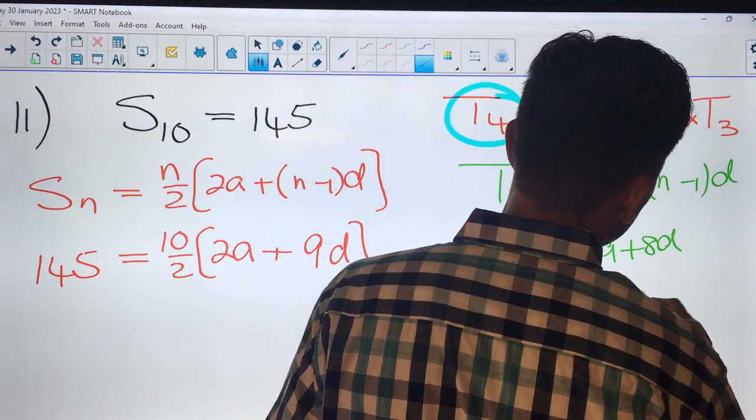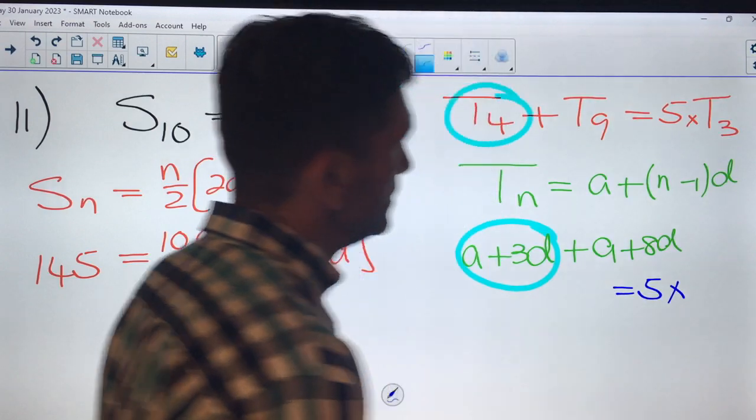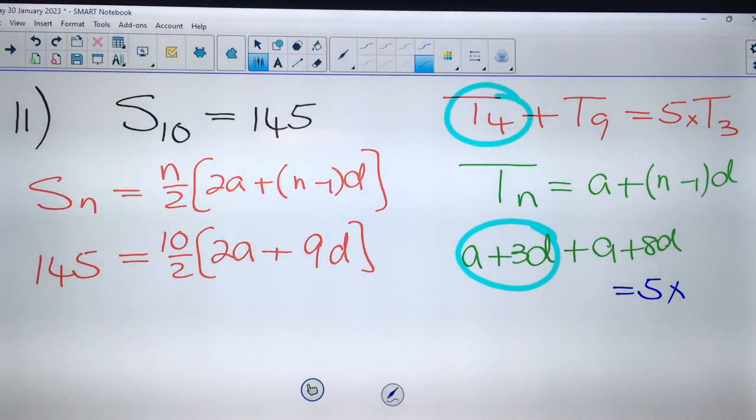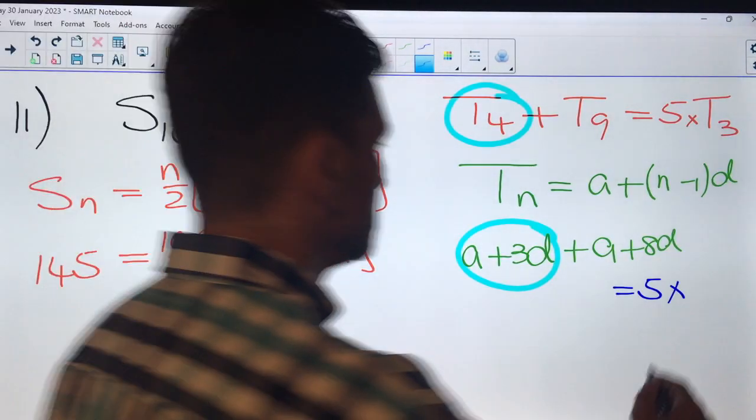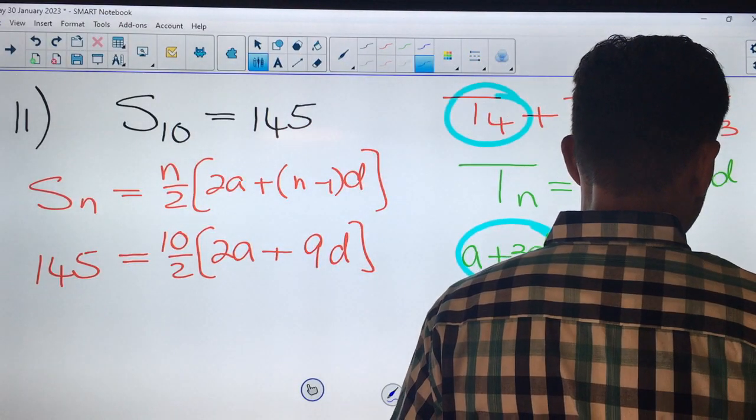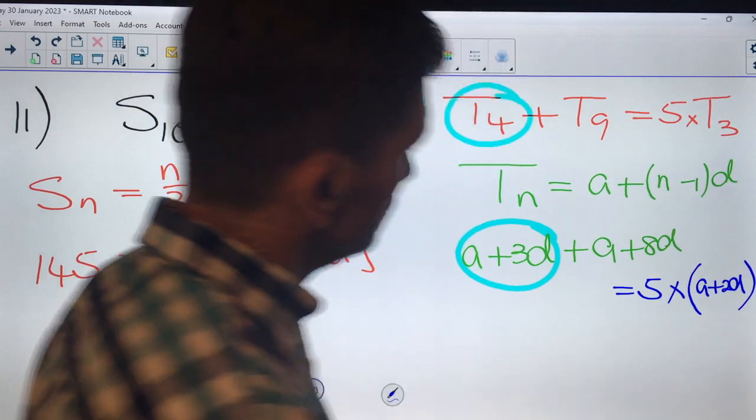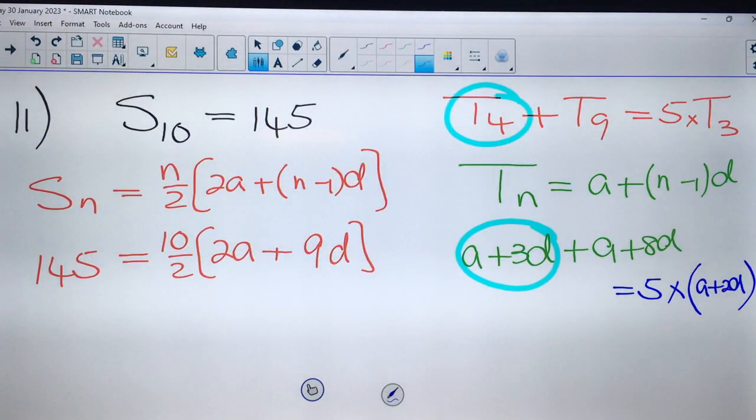Okay, so what do we need here? What will be the third term? A plus what? How many D's? A plus 2D. 5 times A plus 2D. Sorry for squeezing that in there. So that equals all the 80s, right?